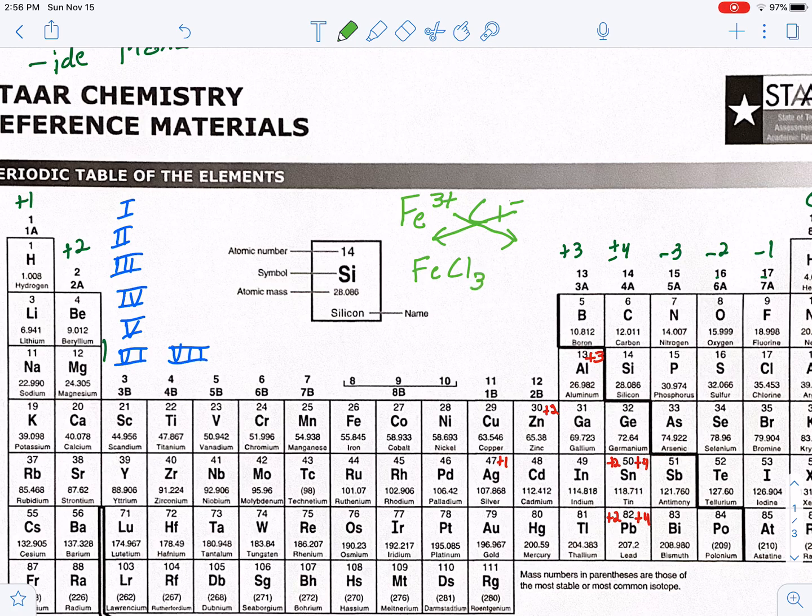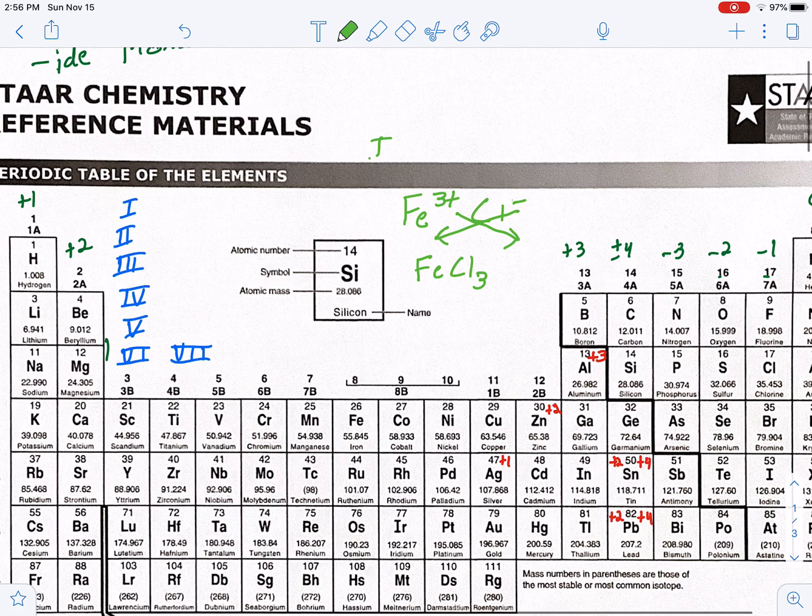Okay, so it's nice and balanced, that's it. So now the trick is when it comes to naming, we have to put the Roman numeral in the name to tell us the charge of iron, because iron could honestly be anything. So we're going to write out iron. Remember, that doesn't change. Our cation's name never changes.